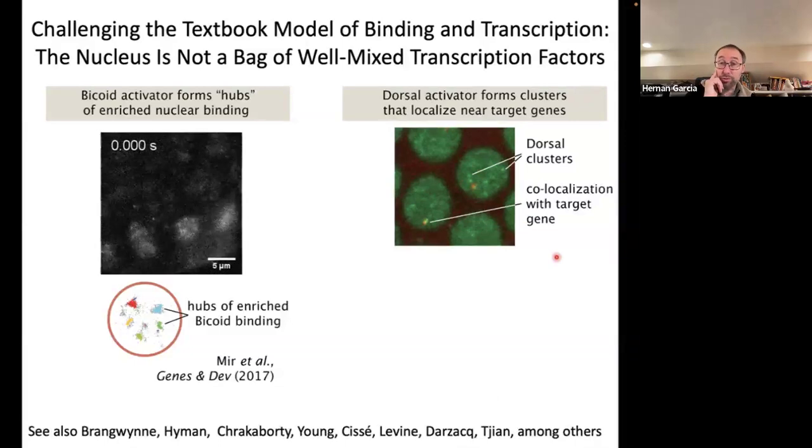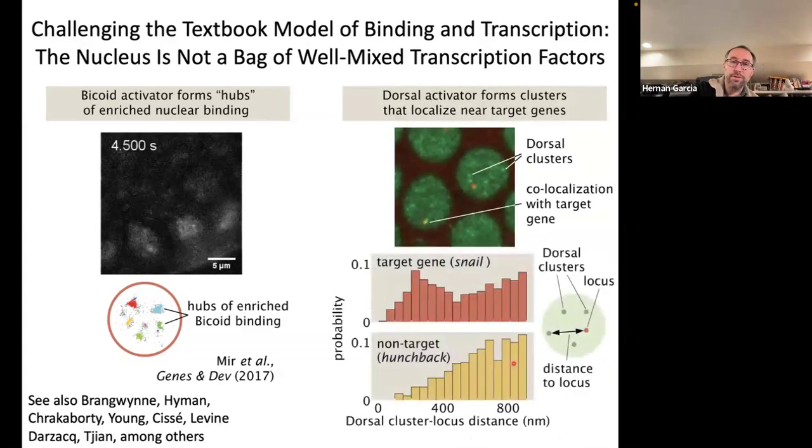And I can tell you that those dorsal clusters like to be closer to the DNA that they regulate. So this is dorsal regulating; this is the distance between dorsal and Snail, that is a target gene. And you can see that it likes to be closer to it than Hunchback, that is a non-target gene. This is the distribution of distances between clusters and the gene. But yeah, the diffusion, that's a great question. That's a very good question. I don't have a good handle on that right now.